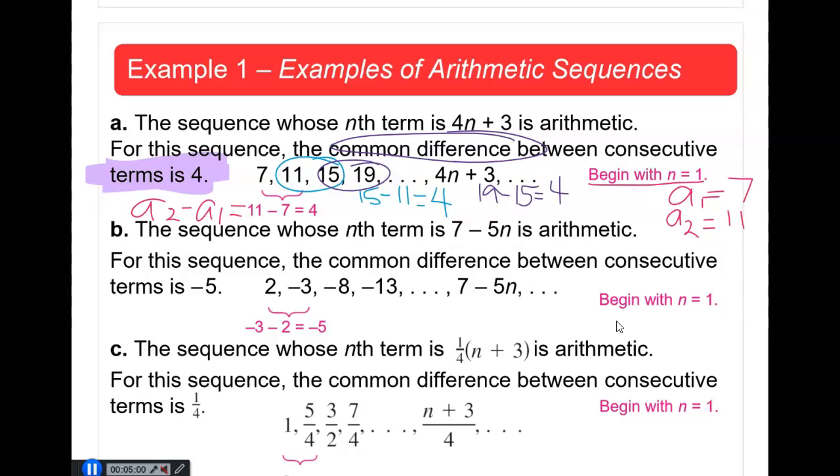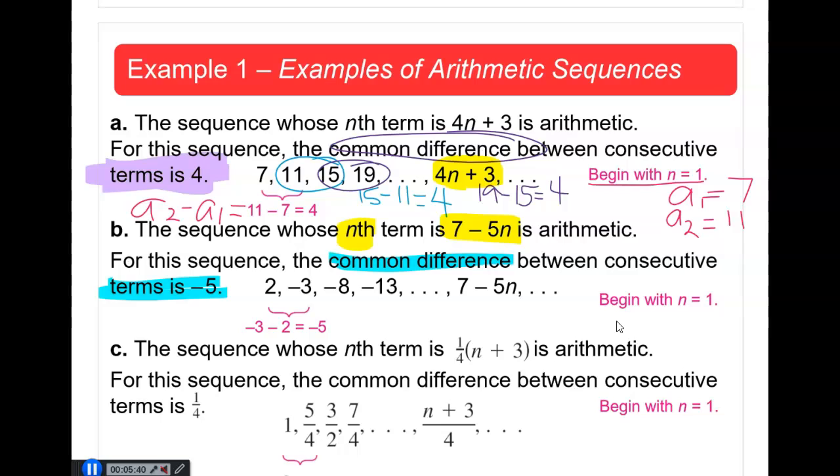Now, to get the general term, or the nth term, you can see here is an algebraic expression, and it will be 4n plus 3. In the following examples, we're going to learn how to get to an expression like that. Let's look at sequence B. Here we have that the nth term is equal to 7 minus 5n, and it is arithmetic. So for this sequence, the common difference is equal to negative 5.